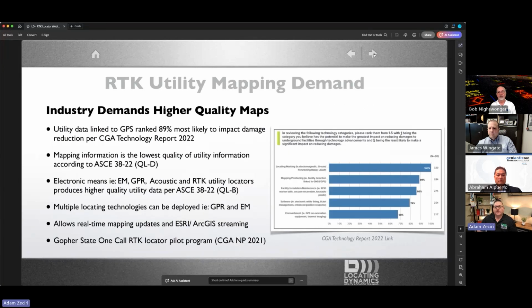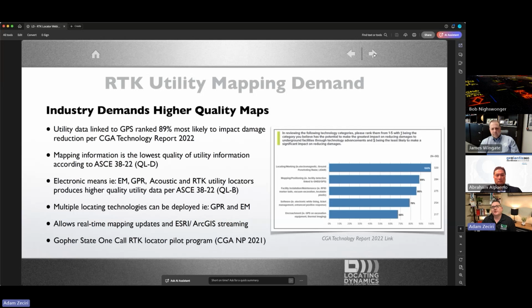So the demand for RTK utility mapping has been there for a while. According to a CGA technology report from 2022, mapping and positioning ranked 89% most likely to impact damage reduction next to locating itself. Mapping information tends to be the lowest quality of information according to the American Society of Civil Engineers 38-22. They consider that quality level D information.